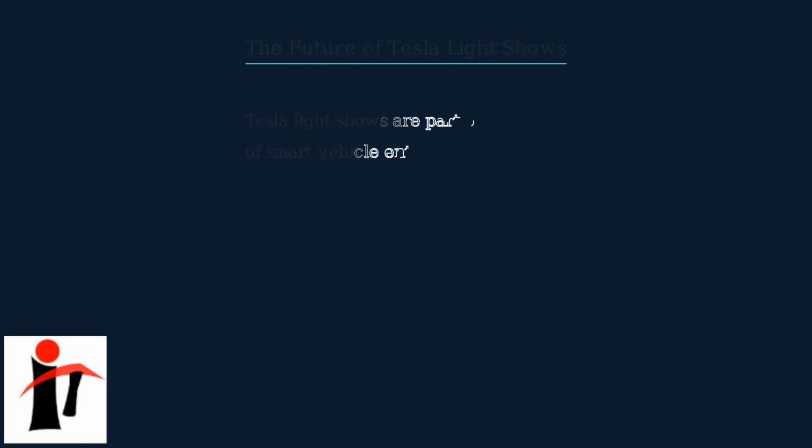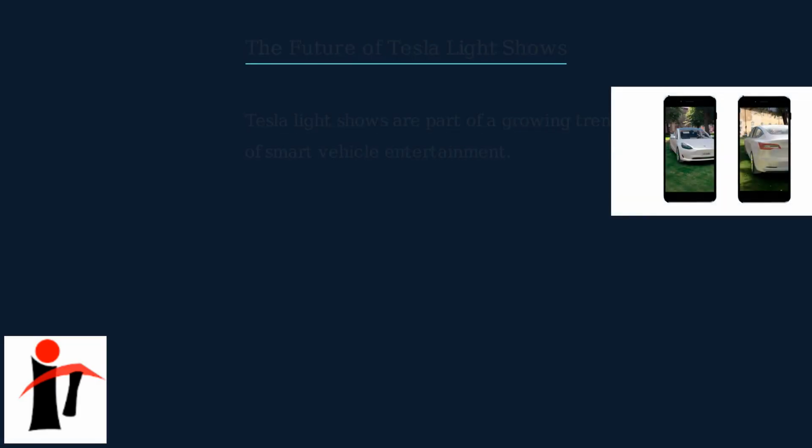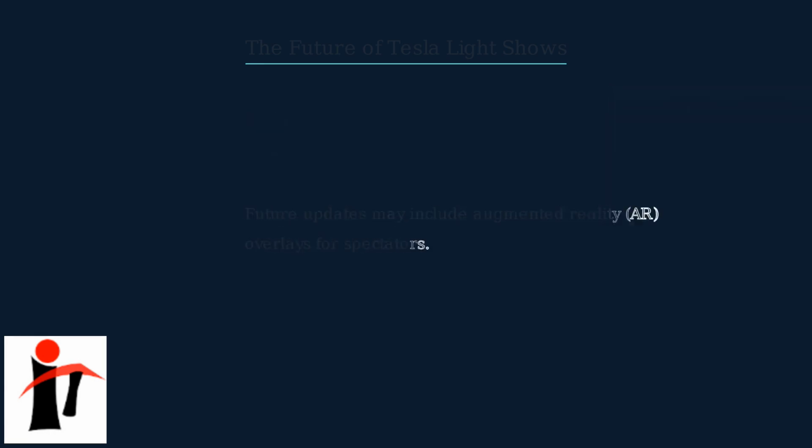Tesla light shows are evolving as part of a broader trend towards smart vehicle entertainment, where cars become interactive platforms for personalized experiences. Future updates may introduce augmented reality overlays, allowing nearby spectators to see enhanced visual effects through connected devices. Integration with popular music streaming services like Spotify could enable seamless access to vast music libraries for creating light shows. Vehicle-to-vehicle synchronization might allow coordinated light displays during events like parades or concerts, creating spectacular group performances.